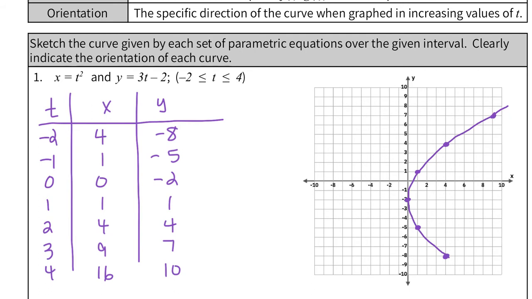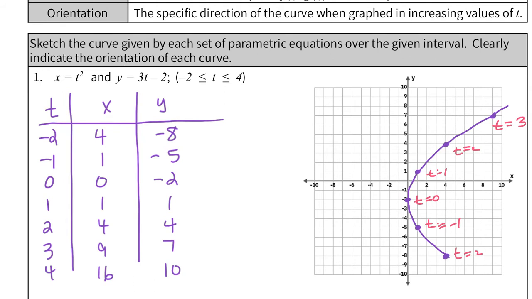So remember, I'm going to label these just so we can see. This is when t was -2. This is when t was -1. This is when t was 0. T was 1. T is 2. T is 3. And then we didn't get to do t is 4 because that didn't fit. But it's important that you keep track of where your t's are at because this has a specific orientation. You have to indicate which way this curve is going.